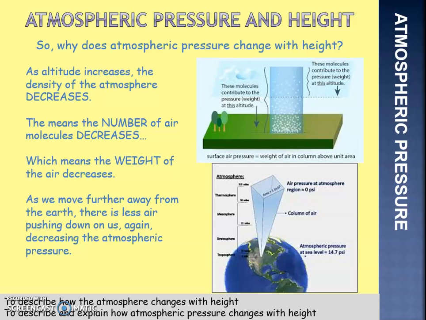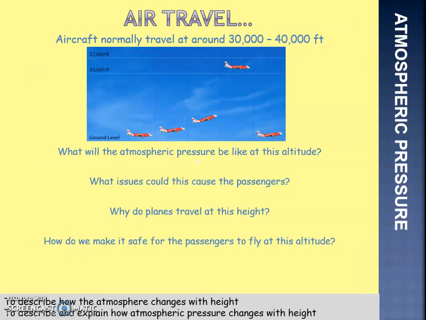We can see from that diagram at the top, that first diagram, when we're closer to the Earth, all those molecules above us contribute to the pressure at that altitude. But as we move further up, it's only the air particles above us that contribute to the pressure. Those below don't do that. As it's less dense further up, that means there's less pressure on us the further up we go.